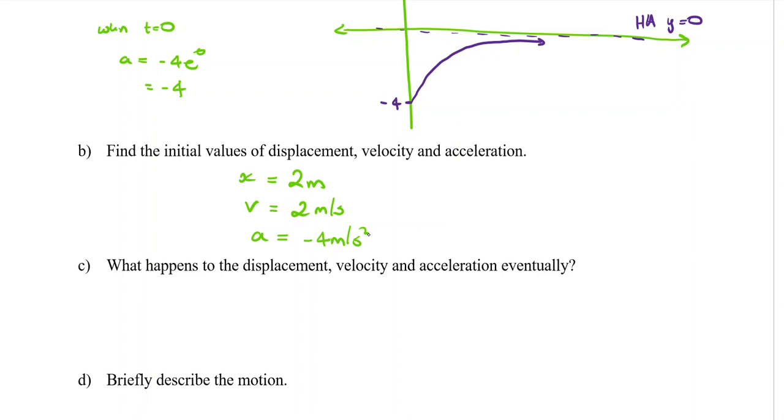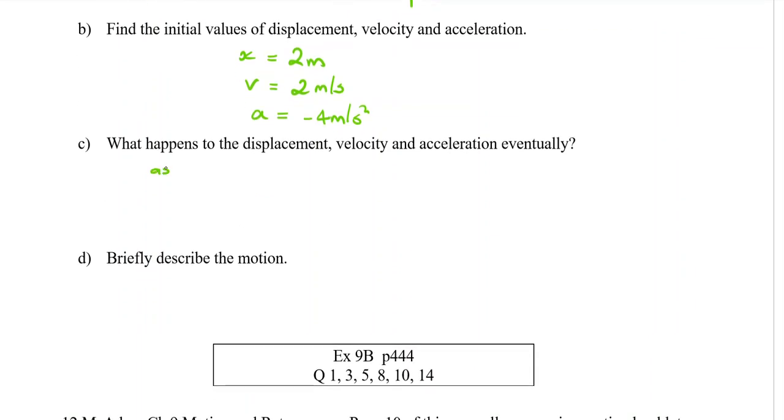All right, question C. What happens to the displacement, velocity, and acceleration eventually? Eventually means as we're going to infinity. As time approaches infinity. Now, it's going to be different for, you've got 3 different ones to do. All of the equations have the e to the negative 2t in them. So what happens if you put infinity into that? It gets bigger because e to the negative infinity, basically. So that would be approaching 0. So anywhere where you see that e to the negative 2t, it's approaching 0.